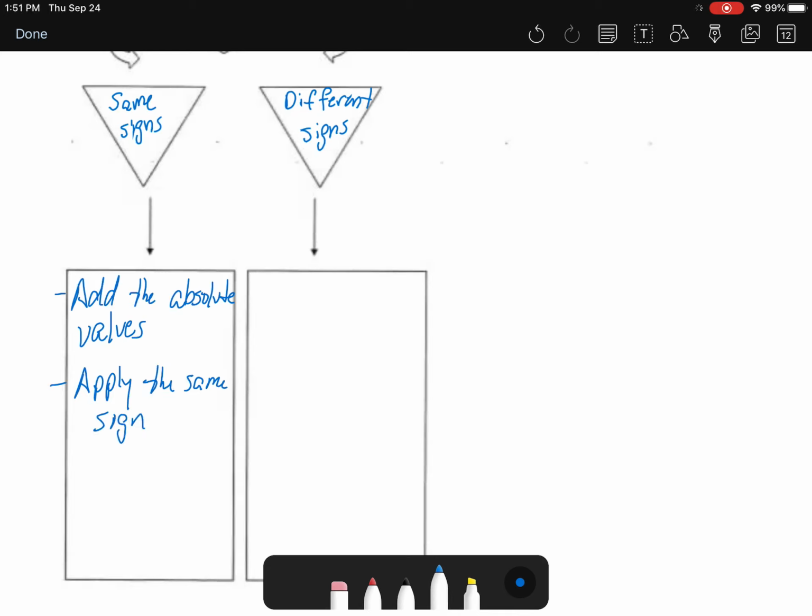So for example, if I have 3 plus 7, I'm going to take the absolute value of both of those, 3 and 7, add them together to get 10. Because 3 and 7 are both positive, my answer will be positive 10.